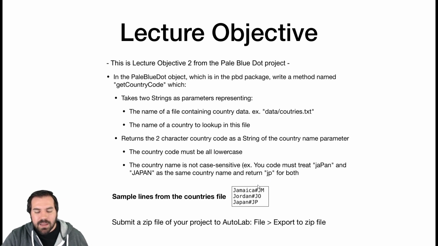Iterate over the file, split the string on hashtag, compare this with the input toLowerCase. If they're equivalent, store the country code toLowerCase, and then after the loop executes, return that value. What do I mean by toLowerCase?